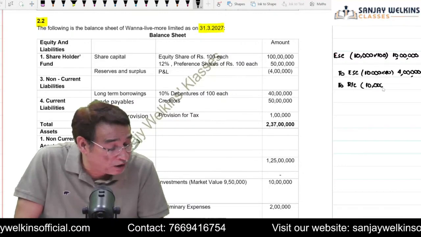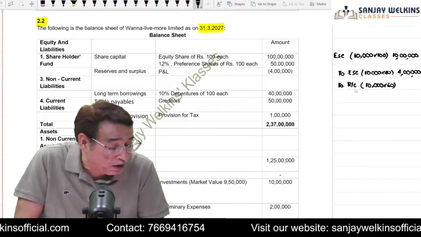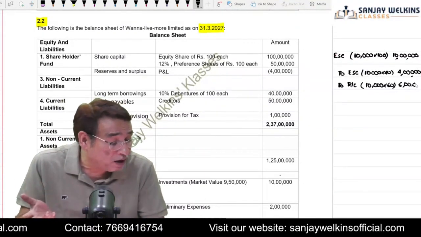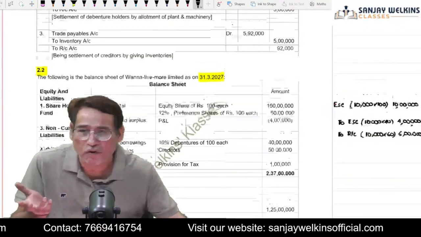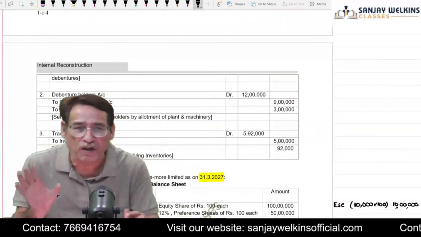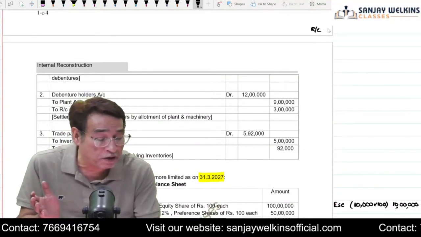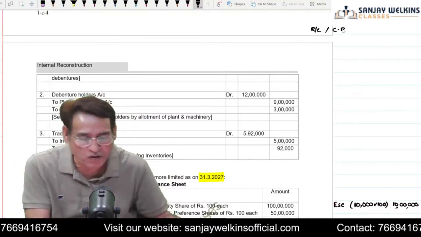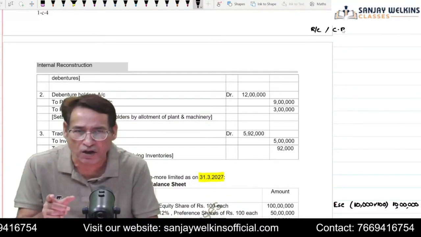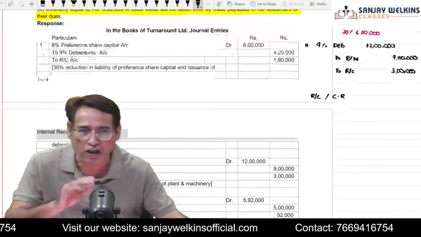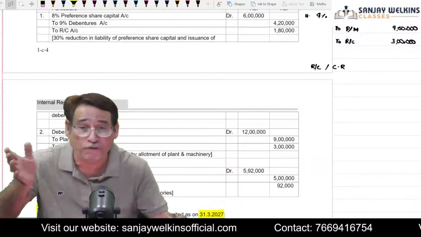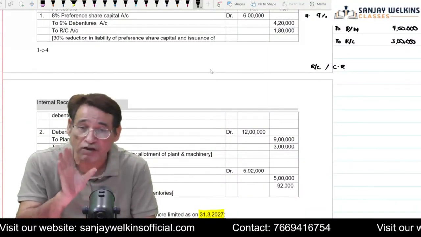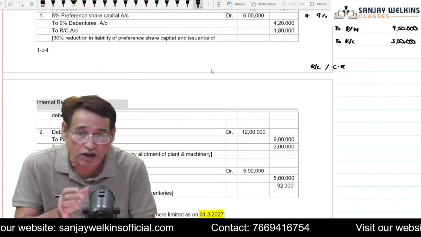Under internal reconstruction, we use the words reconstruction and capital reduction simultaneously. You must have seen that in whatever books you are following, it is always written that reconstruction account and capital reduction account are one and the same thing. So honestly speaking, it is your complete discretion. You can use the word reconstruction account or capital reduction account. But still there is a difference, which I'm telling you not for the purpose of solution, but for the purpose of your interview. I have been a part of many interview panels of many companies, so that is why I'm cautioning you.